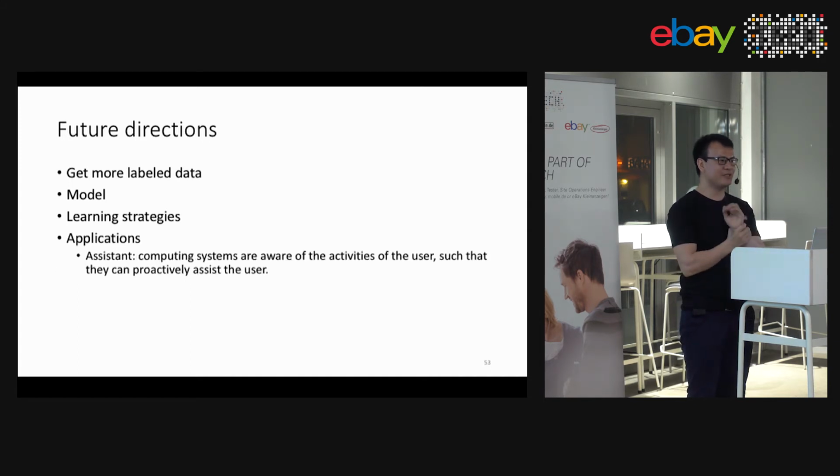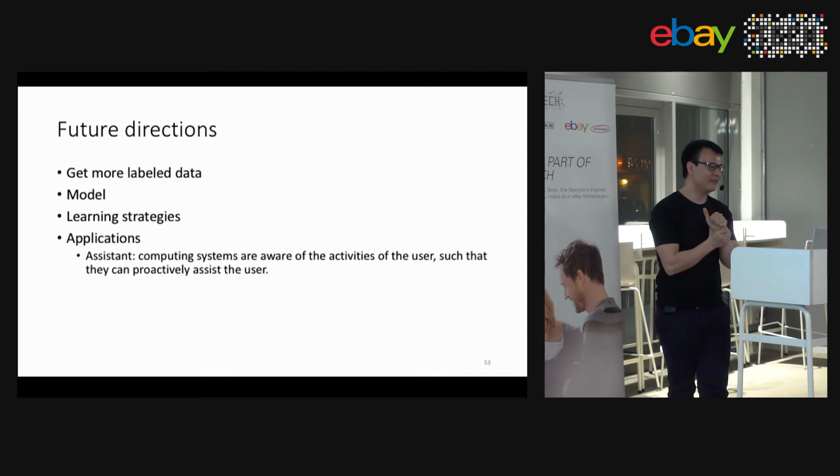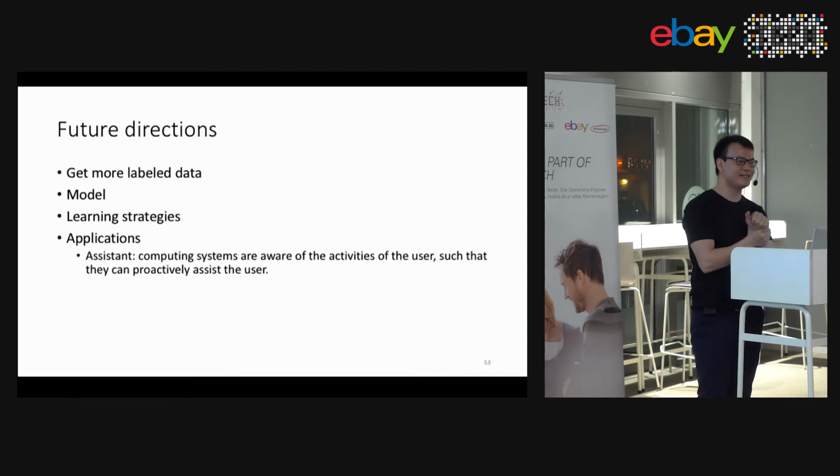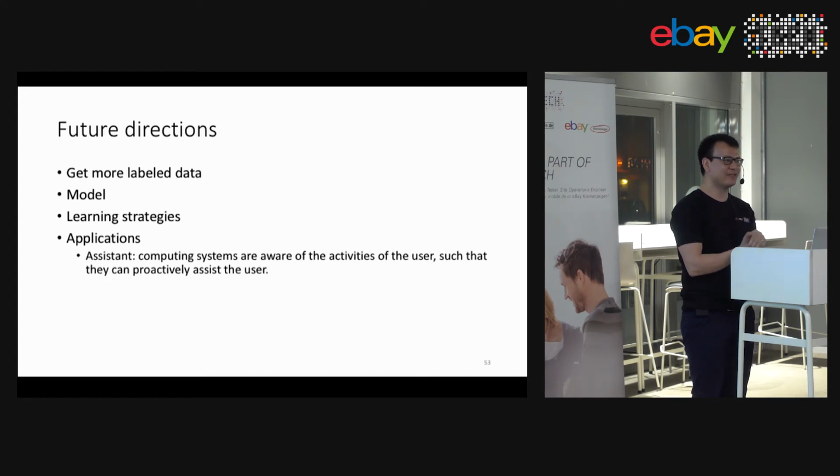In terms of application, we can think of at least one of them, which is called the assistant. So what does this mean? Computing systems are aware of the activities of the user such that they can proactively assist the user. This is the general idea about the assistant.